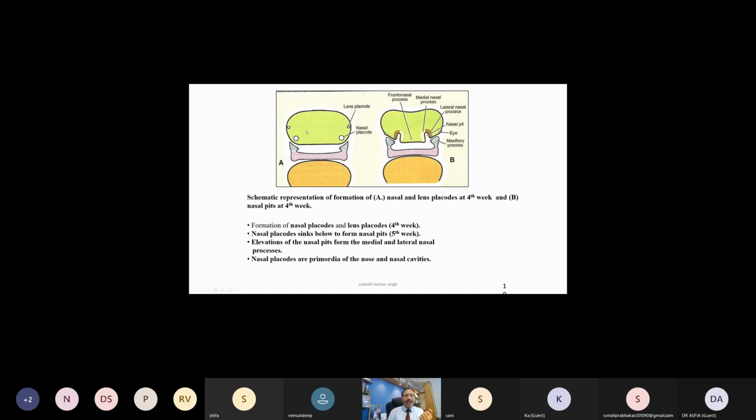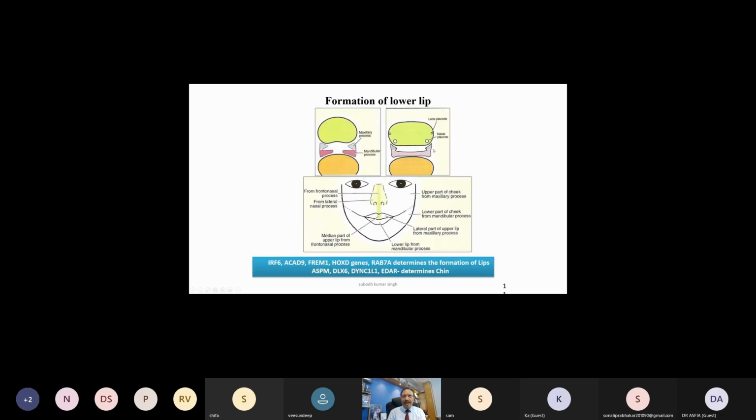Again, coming back to the same, the frontonasal processes, and then the nasal placode forms, the lens placode forms, then the lateral and medial nasal processes form, and this continues to grow. The mandibular process goes and unites with the other side, and the same is done by the maxillary process. So the formation of the lower lip is because the mandibular process has been united.